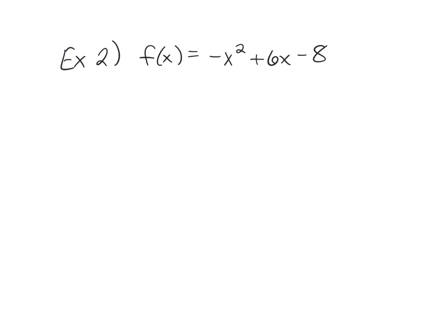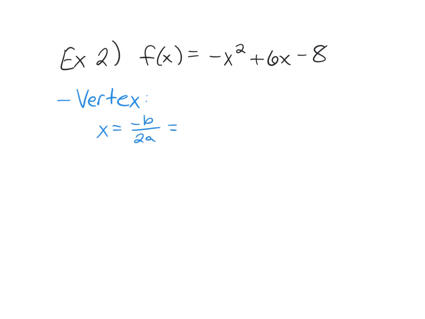One more example with standard form. So example 2. If I have f of x equals negative x squared plus 6x minus 8. All right, what's key feature number 1? Always vertex. We are in standard form. How do I find the vertex in standard form? You find the x, negative b over 2a.